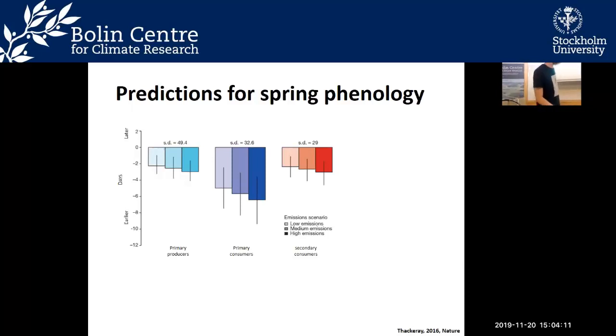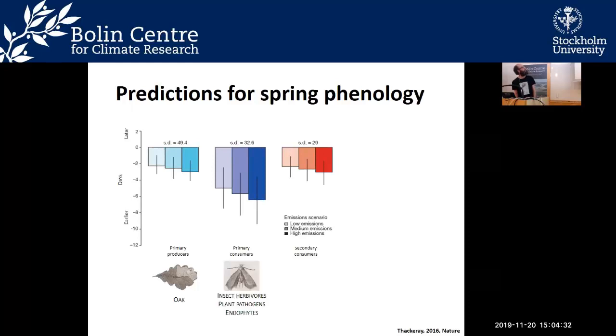This is a paper from Thackeray in Nature a few years ago, and they made some predictions for spring phenology. On the left you can see that they predicted that primary producers, like oak trees, might advance their spring phenology, like when their leaves appear maybe, by just 2 days. Primary consumers, like insect herbivores, plant pathogens, some endophytes, were predicted to advance by 5 days. They didn't look at microbes actually, I think. And then you have the secondary consumers, the ones that eat the primary consumers, like parasitoids, and they were expected to advance 2 days.